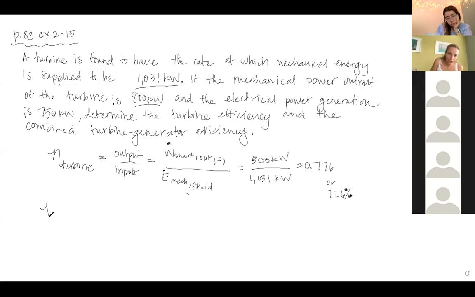When we're looking at the efficiency in part 2, and this would be for the turbine generator combo, I'm just going to write turbine gen. Once again, we're going to look at output over input. And I want you to try to write the next steps. I'll give you a couple of minutes and then we'll go over it. So try to determine what the efficiency of the combined turbine and generator is, and type it in the chat box once you have an answer.